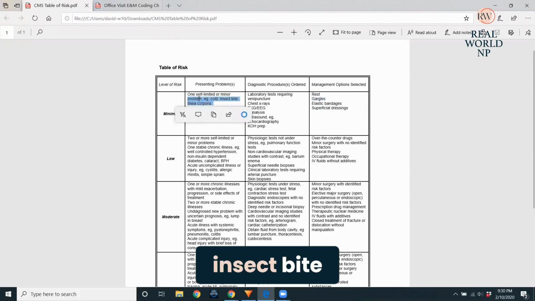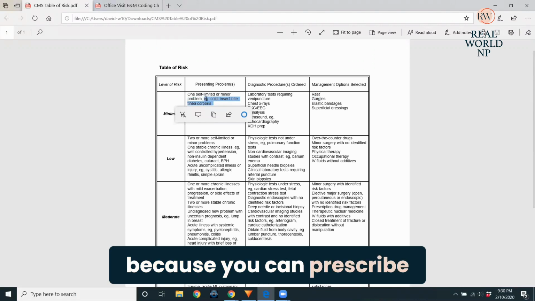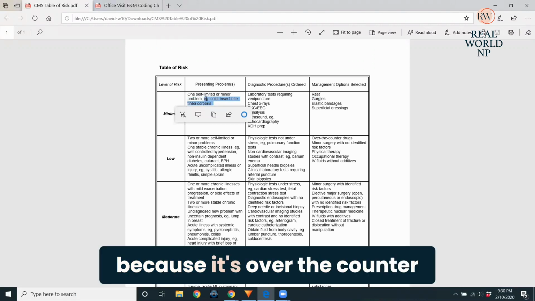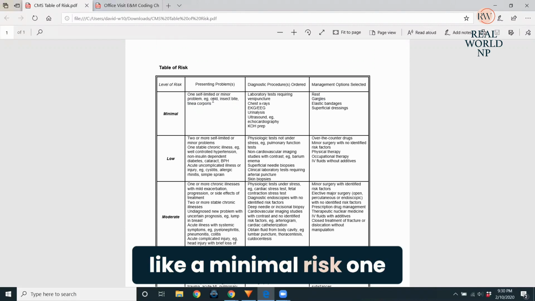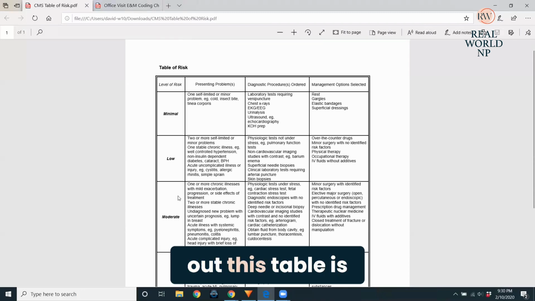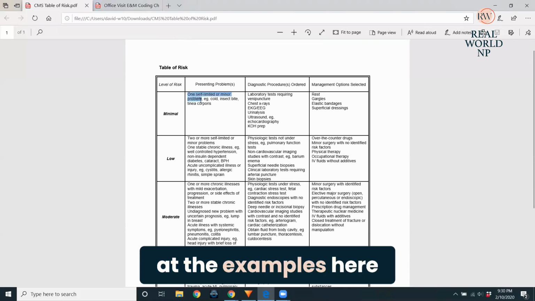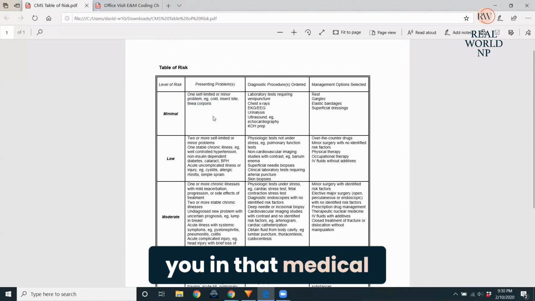If it doesn't say it here, insect bite, tinea corporis, things like that. Tinea is interesting because you can prescribe for it, but I believe it's because the treatment, like clotrimazole, is over the counter. That's why it's considered a minimal risk one. But anyway, like I said, you don't have to have all of these. The reason to print out this table is that you can look at the examples of the different presenting problems to help guide you in that medical decision making.